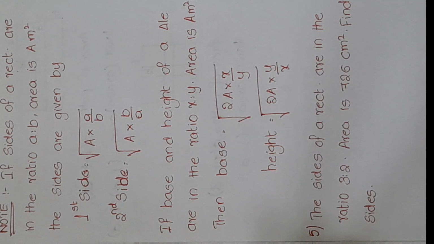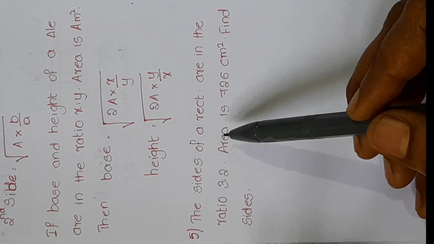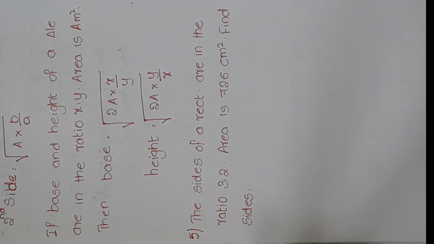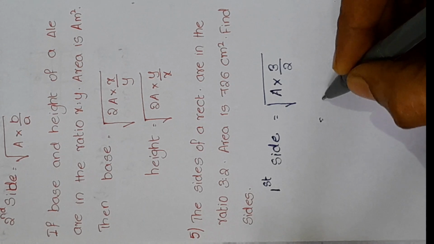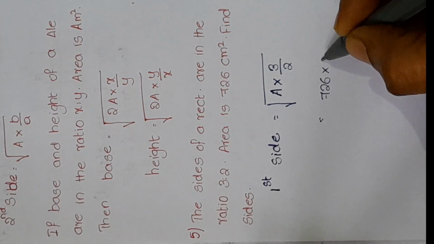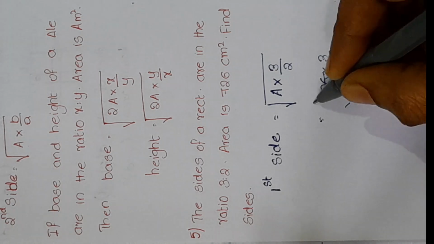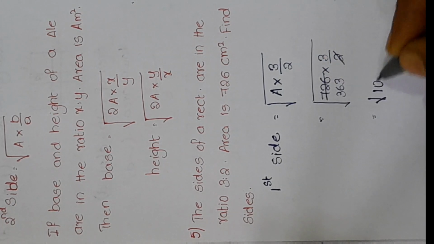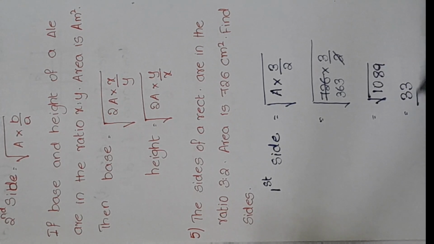Let us see a problem. Question number 5. The sides of the rectangle are in the ratio 3 is to 2. Area is given as 726 square meters. Find these sides. Substituting the values in the above formula. First side is root of A into 3 by 2. A value is 726 into 3 by 2. 2 3s are 6, and 2 3s are 363. Keep this in root. 363 into 3 is 1089. 1089 root is 33 meters.